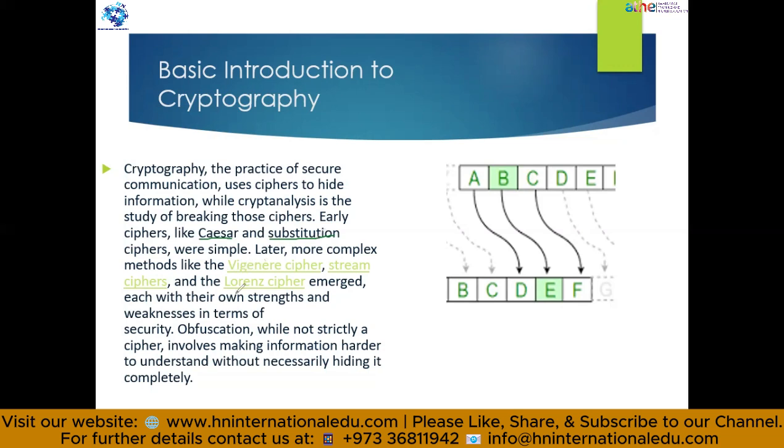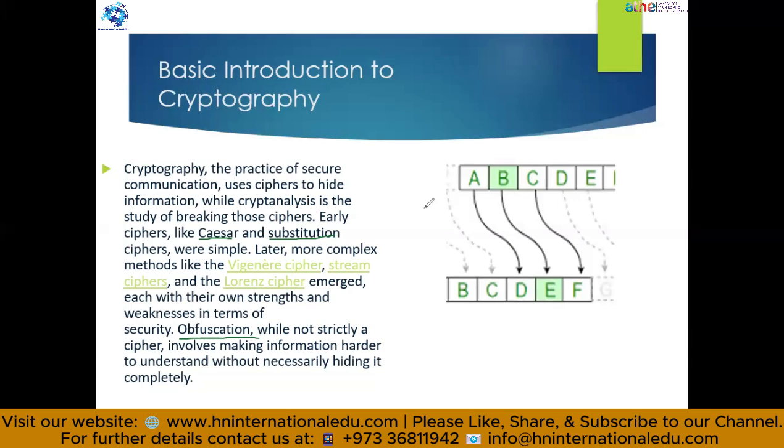So we have the Vigenere cipher, Supreme ciphers, and Lorenz ciphers, which emerged, each with their own strengths and weaknesses in terms of security. And the next terminology is obfuscation. While not strictly a cipher, it involves making information harder to understand without necessarily hiding it completely.